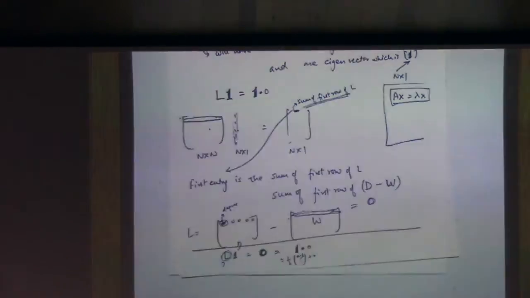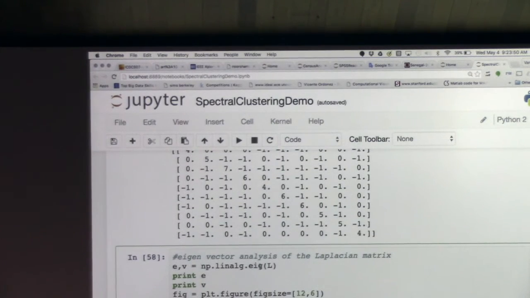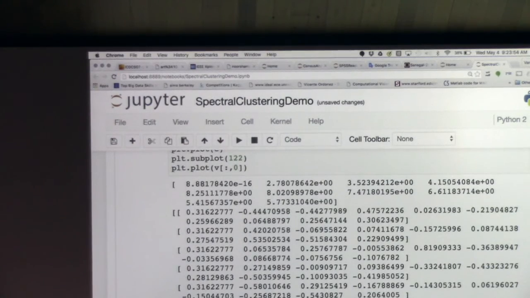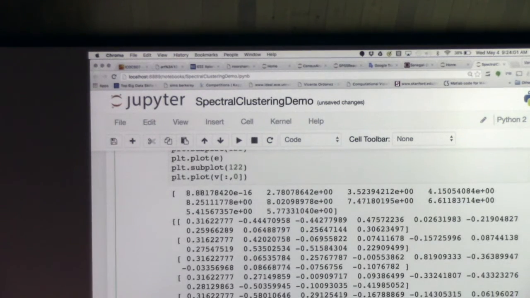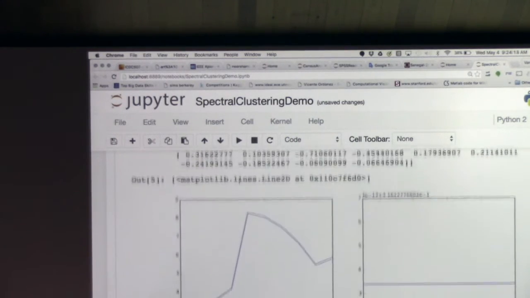You can see that in this simple graph as well. If I do the eigenvector analysis of this matrix, these are the eigenvalues. You see there is one which is close to 0, with some numeric precision error, and this is the 0th eigenvalue. So if you take any Laplacian and do its eigenvector analysis, you'll get at least one eigenvalue which is 0, and the corresponding eigenvector will be all constant.